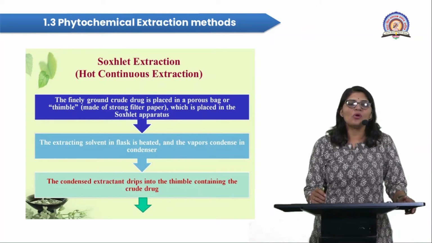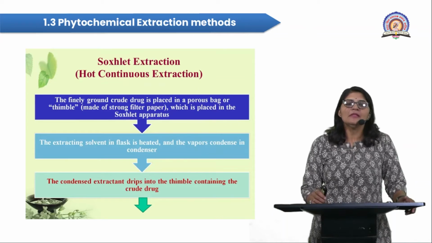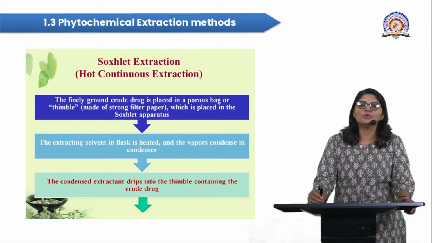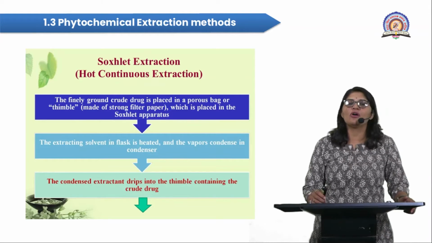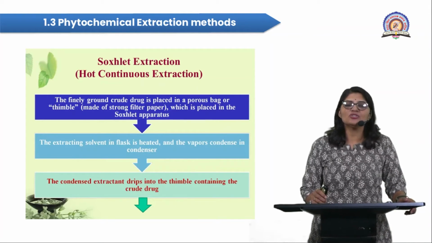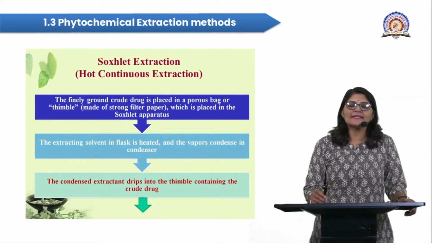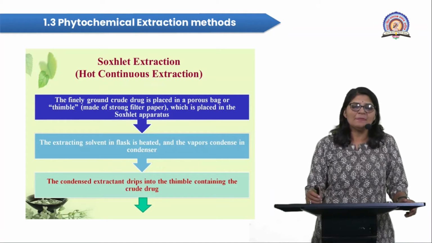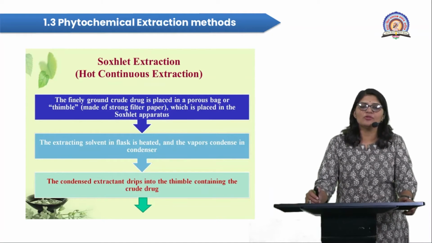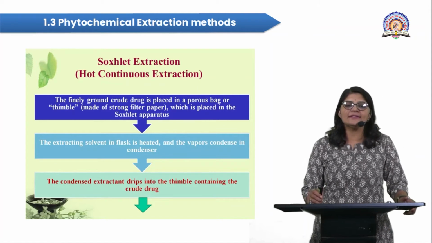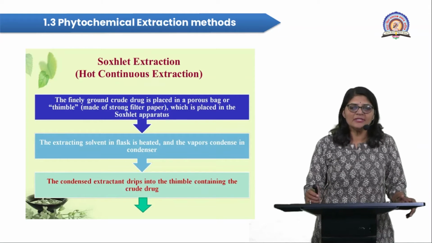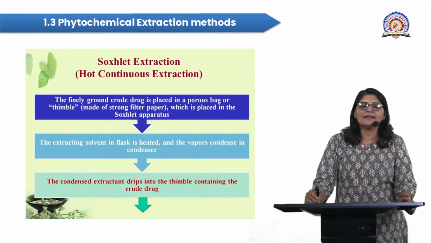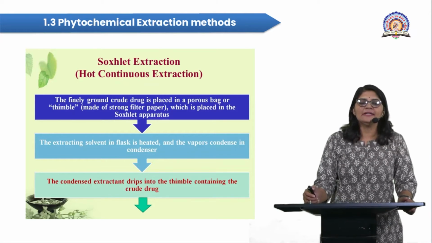So the next important method for plant extraction, which is widely used, is the Soxhlet extraction method. It is also called the hot continuous extraction method. The finely ground crude drug is placed in a porous bag or thimble made of strong filter paper, which is placed in the Soxhlet apparatus. After that, the extracting solvent in the flask is heated, the boiling point of that solvent is adjusted, and the vapors are condensed in the condenser. The collected vapors then cool down. The condensed extract drips into the thimble containing the crude drug.